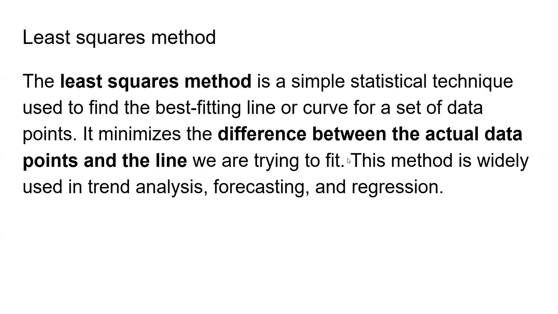So here I have found an indicator which uses the regression method, which is calculated by the least squares method. That is a statistical method. It is a simple statistical technique used to find the best fitting line or curve for a set of data points. It minimizes the difference between the actual data points and the line we are trying to fit. Okay, I'll come to this in detail in a simple way. I'll show it to you.